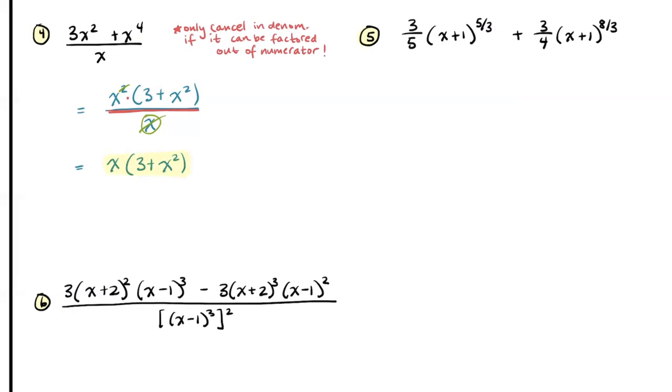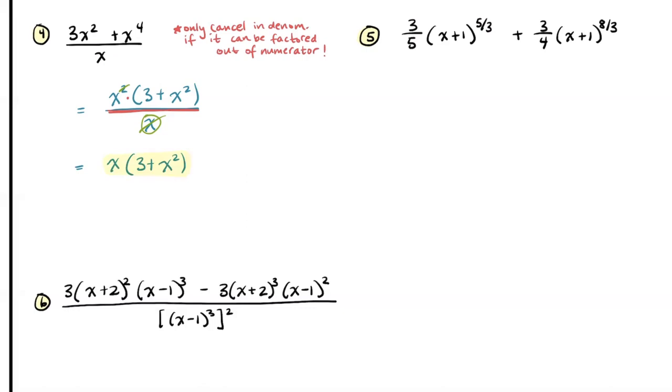Okay, example number 5, ramping up in difficulty. Don't even look at example number 6 yet. We'll get there when we get there. Okay, example number 5, we've got 3/5 times x plus 1 to the 5/3 plus 3/4 times x plus 1 to the 8/3.